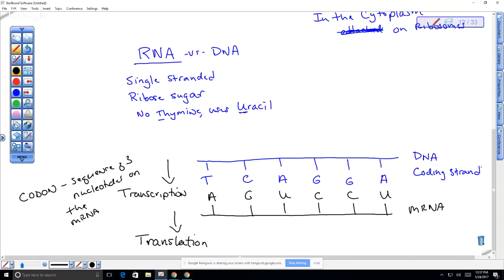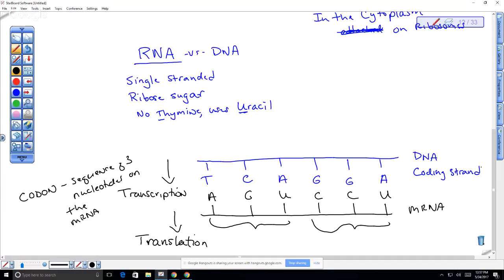If you think about it, if it was a one-to-one association, if this A coded for just one amino acid, and the G coded for just one amino acid, and the U coded for just one amino acid, then we could only have four amino acids. If the codon was two, that still doesn't produce enough variation. It's 16 possibilities. So we have to have three to explain how all the 20 different amino acids could be coded for. So this is one codon right here. And this is my other codon.